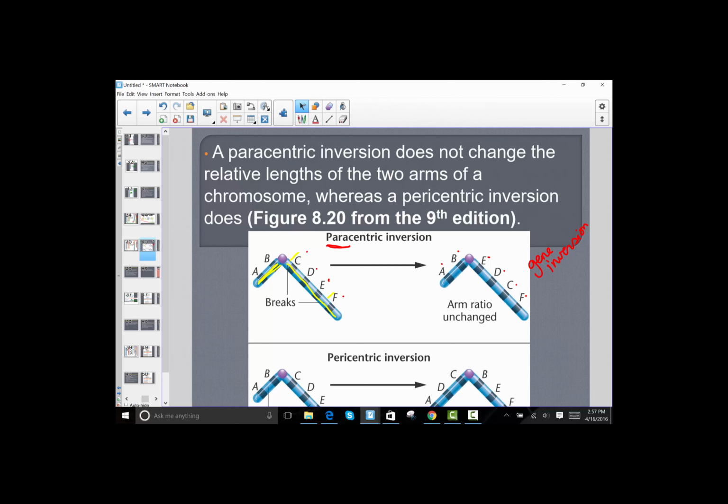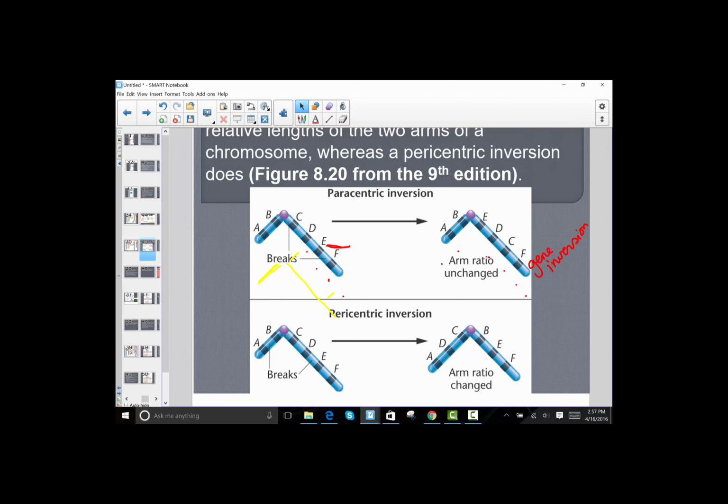Okay? Now we also have a pericentric inversion, and the pericentric inversion does have an effect on the arm ratio, the length ratio. So what happens here is we have A, B, C, D, E, and F. That's our normal chromosome from above. But now we have A, D, C, B, E, F. So the section that was inverted was this section here.